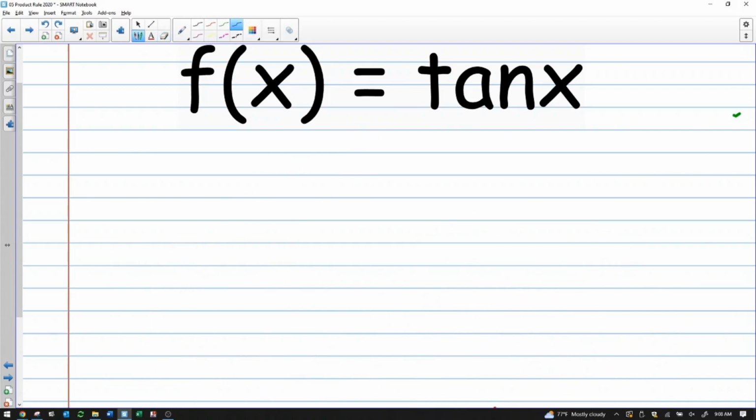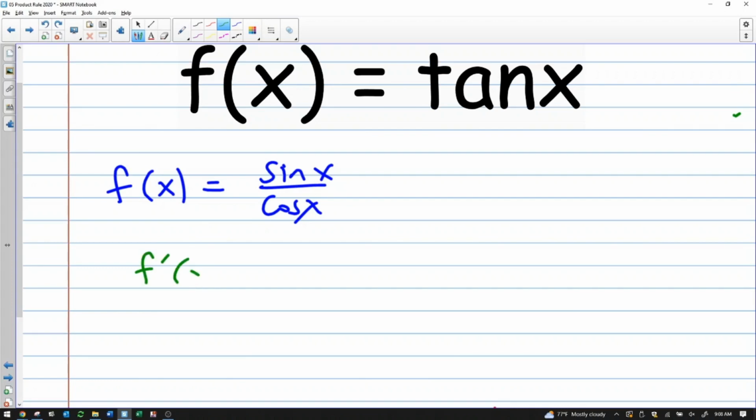I was gonna do it all for you, but let me just tell you, you're gonna have to change this to sine x over cosine x and use the quotient rule. If you want to do it on your own, you can watch my video, but this is gonna be my new video. If you do this, you'll get that the derivative of tangent is actually secant squared.